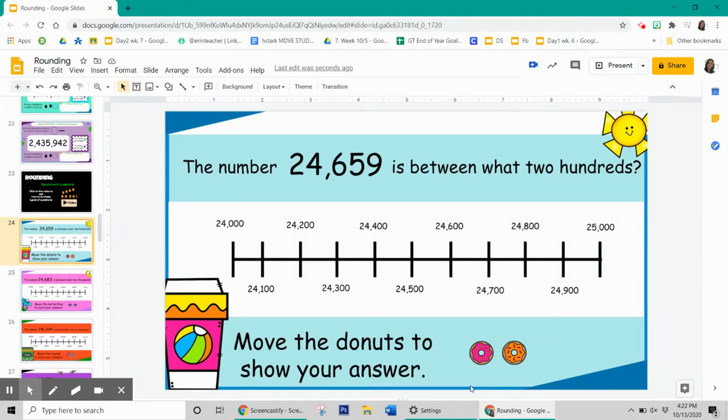Hi, so these questions are all about benchmarks. And when I think about a benchmark, I'm thinking about a lower end and an upper end. So we're talking about what are we between. And the reason we do this is because that's really what rounding is.